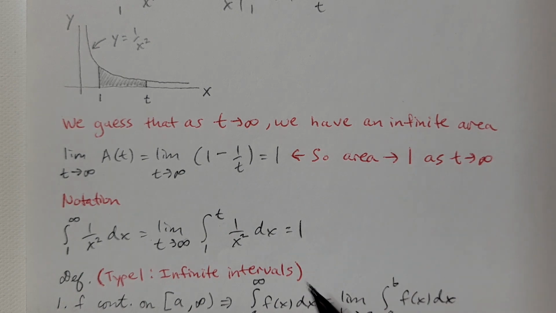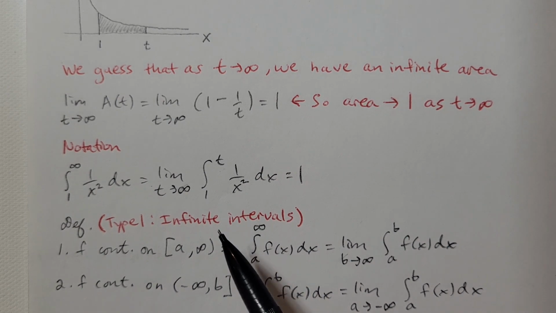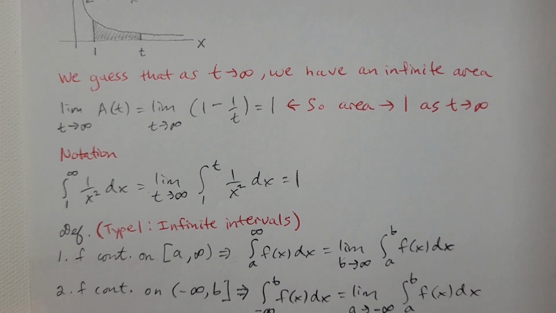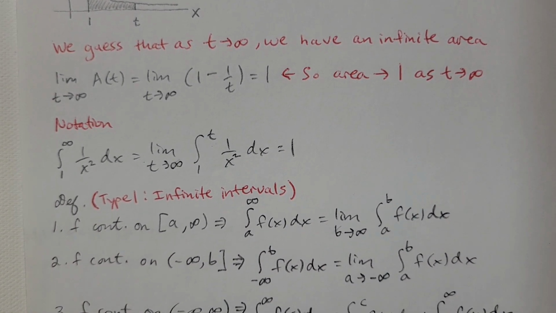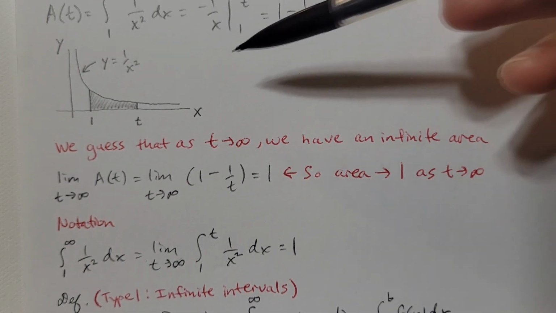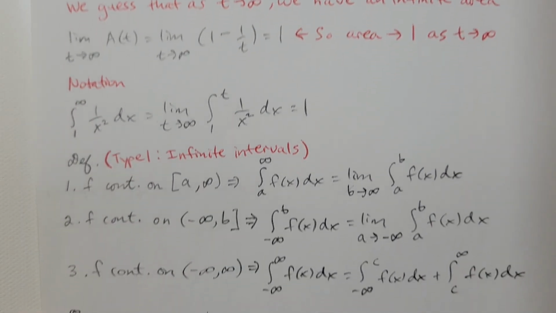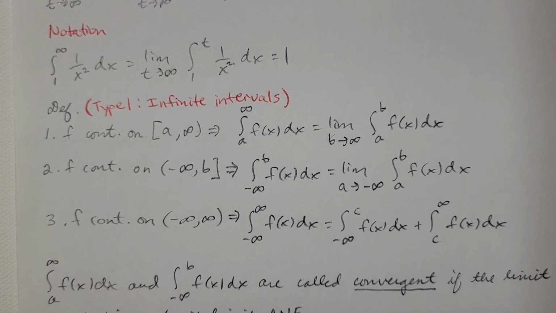Okay, so this is the type 1 kind of improper integral. There's a type 1 and type 2 kind. Okay, this is the type 1 kind. The type 1 kind of improper integral is called infinite intervals. So if I want to find the area of a region that's an infinite region, there's 3 kinds of infinite intervals there.